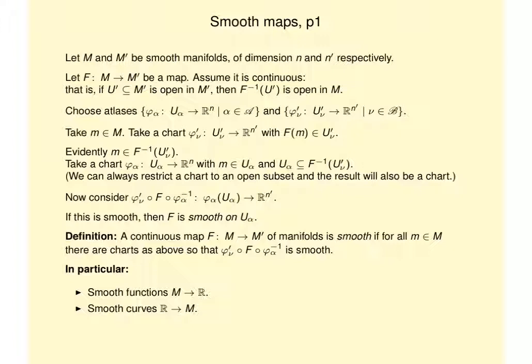So M and M prime are smooth manifolds, dimensions n and n prime, and F is a map from M to M prime. And we start off by assuming that it's continuous. That means for us that if there's an open subset U prime of the target, then its pre-image, F inverse of U prime, is open in the domain.